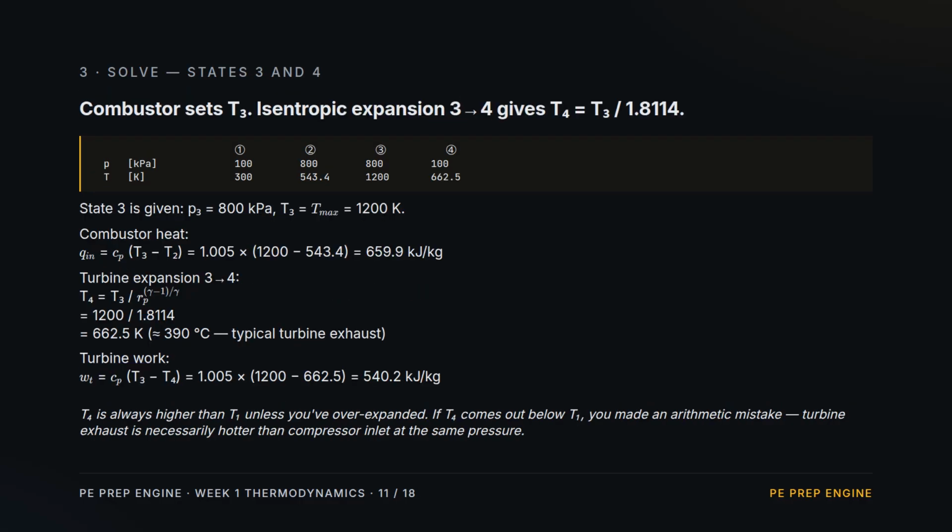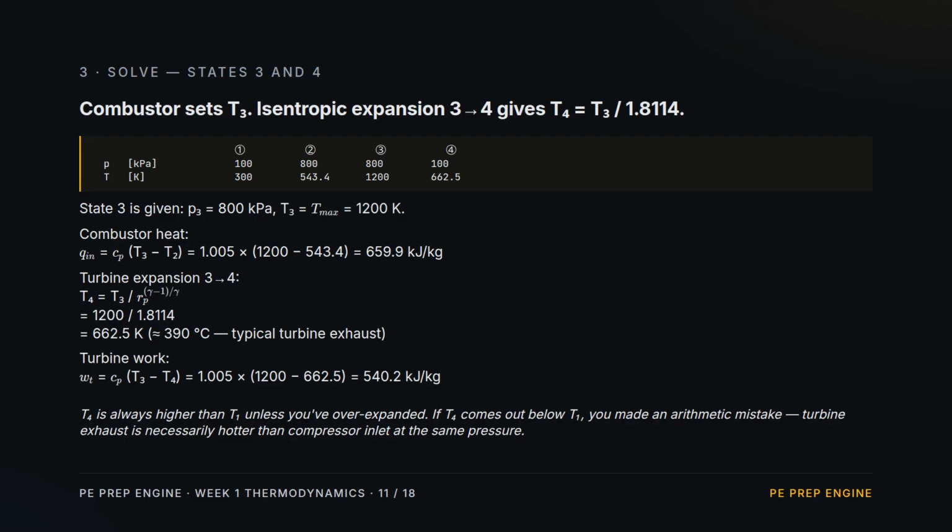State 3 is given. Combustor heat is Cp times T3 minus T2, about 660 kilojoules per kilogram. State 4. The turbine drops T3 by the same factor, about 663 Kelvin, typical exhaust. Turbine work is Cp times the temperature drop, about 540.